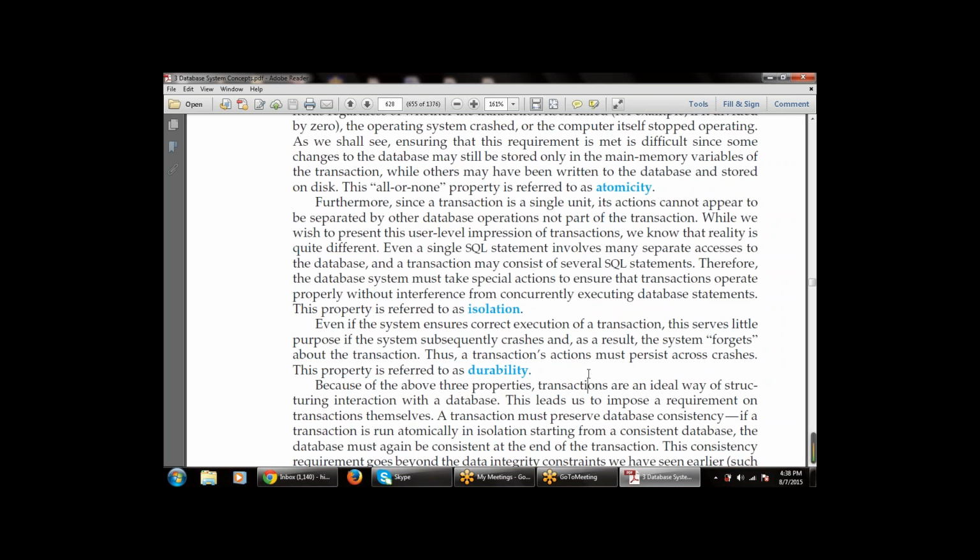That is, the crash does not affect the transaction, that is, the crash does not affect the data that is available in the database systems. That term is known as durability. That means durable data is available for accessing the database.